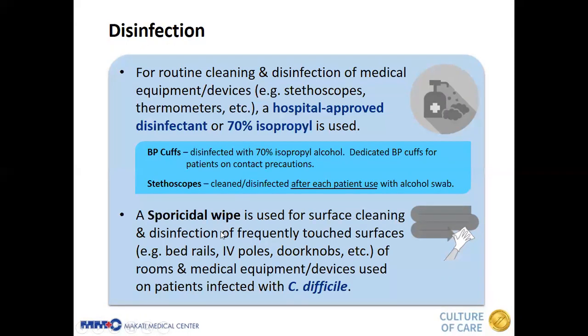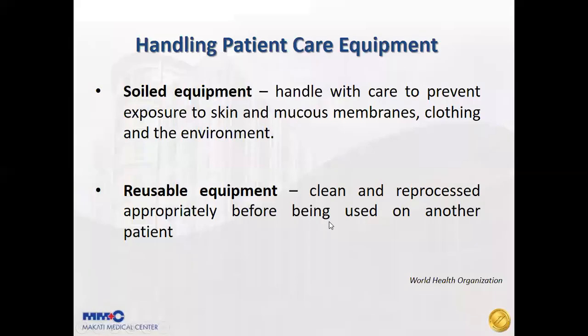A sporicidal wipe is used for surface cleaning and disinfection of frequently touched surfaces, such as bed rails, IV poles, doorknobs, etc., of rooms and medical equipment or devices used on patients infected with C. difficile. Because remember, C. diff is not killed by alcohol, so we have to use sporicidal wipes.